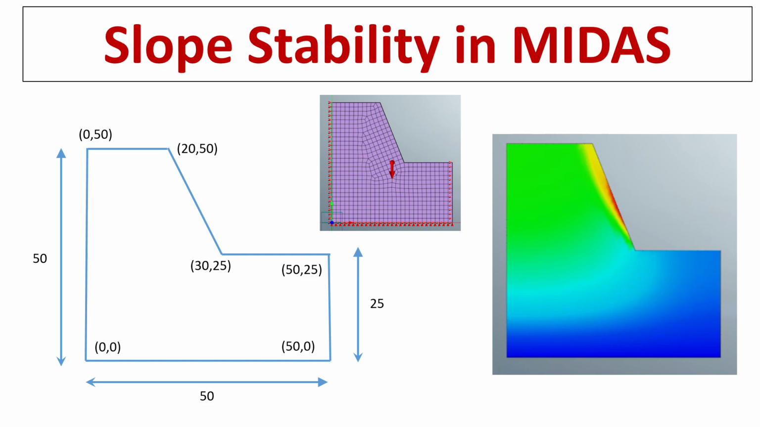Hello all. We have seen in the previous videos about doing slope stability in Slide software, RS2 software and in GeoStudio. In this video, we will do the analysis in Midas software. We have already seen that for every software, the basic steps are geometry creation, material properties creation and assigning, then assigning boundary conditions and then solving the problem.